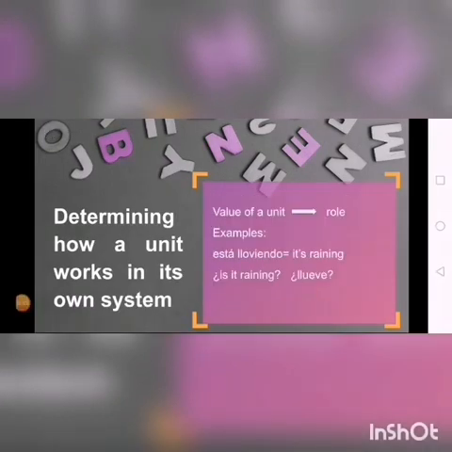Also, it's important to determine how a unit works in its own system, because some linguists have explained that the value or function of a unit must be determined in terms of the role it plays within its own system. So, for example, just because you see that two words look alike, it doesn't mean that they mean the same thing. For example, está lloviendo means the same as it's raining. So, as you can see, they look alike, but it's not always the case. If you say, is it raining, it means the same as llueve. However, they don't look alike.